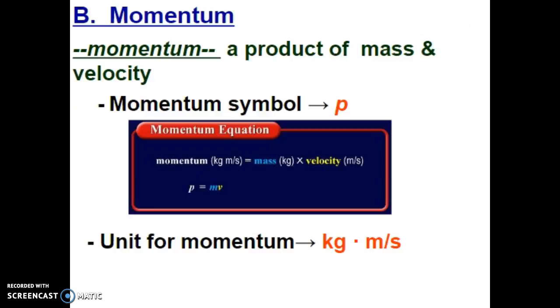When we talk about Newton's third law, we need to introduce the concept of momentum. Momentum is a product of mass and velocity. We use a lowercase p as the symbol for momentum, remember, because a lowercase m means meters. So we take the mass of an object times its velocity, and that's our momentum. The unit for momentum is kilogram times meters per second.